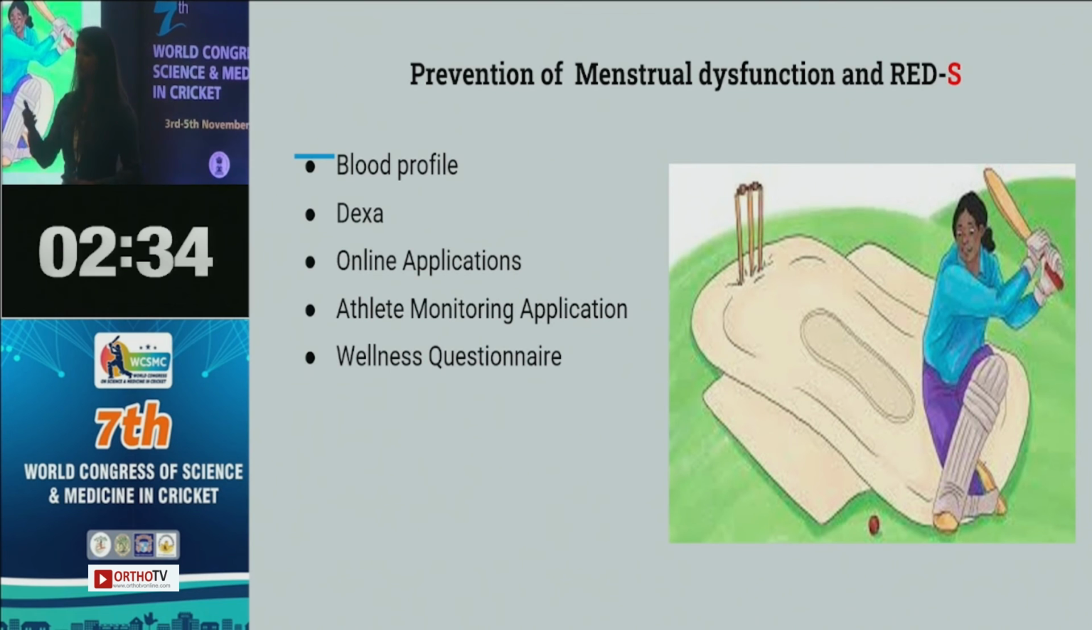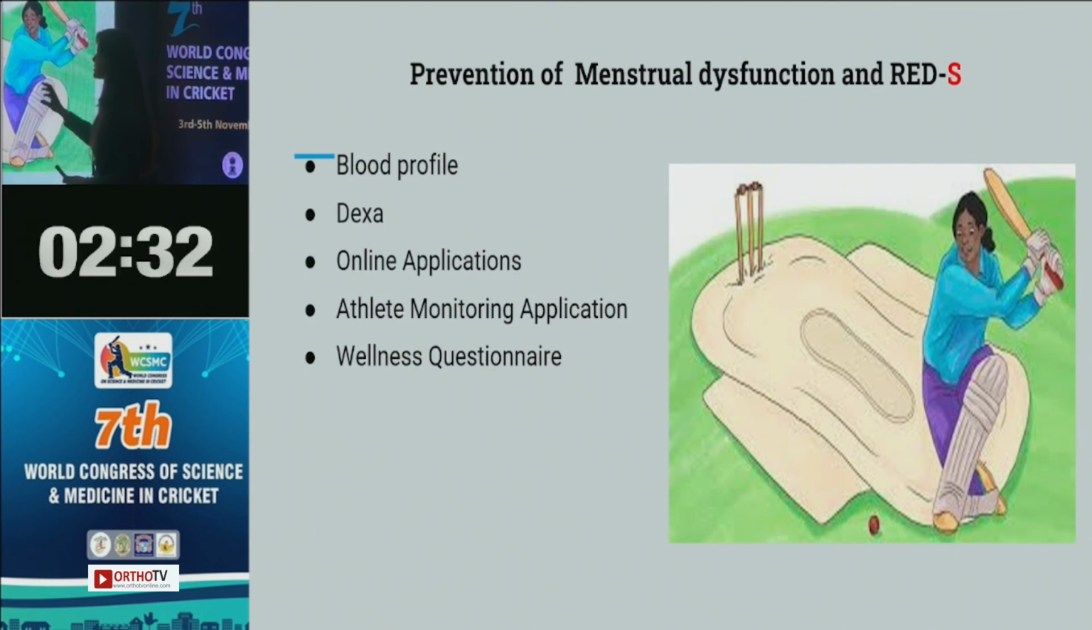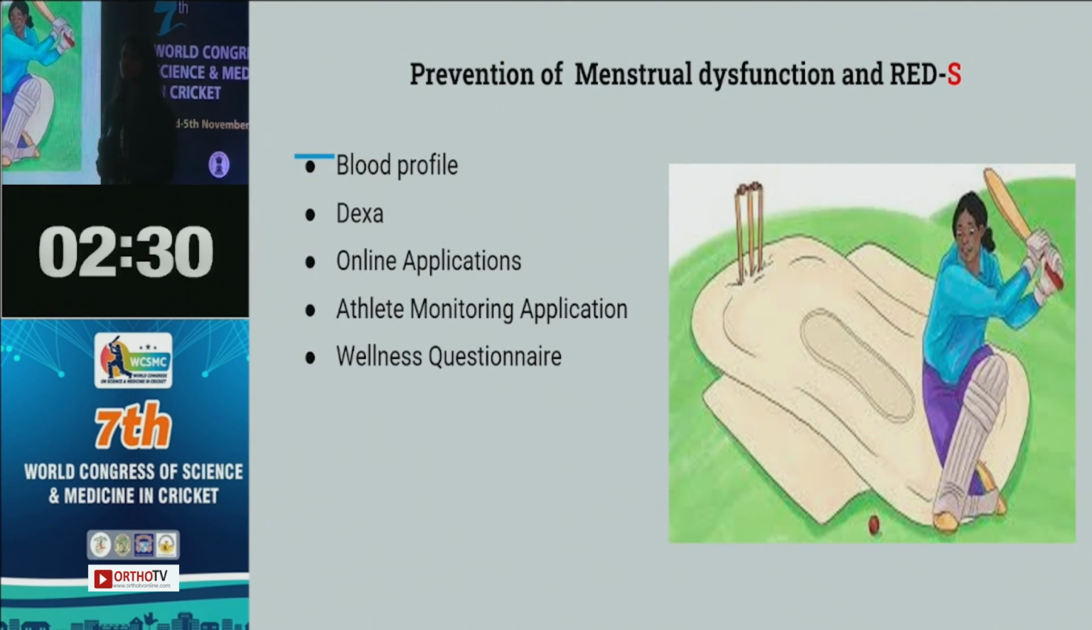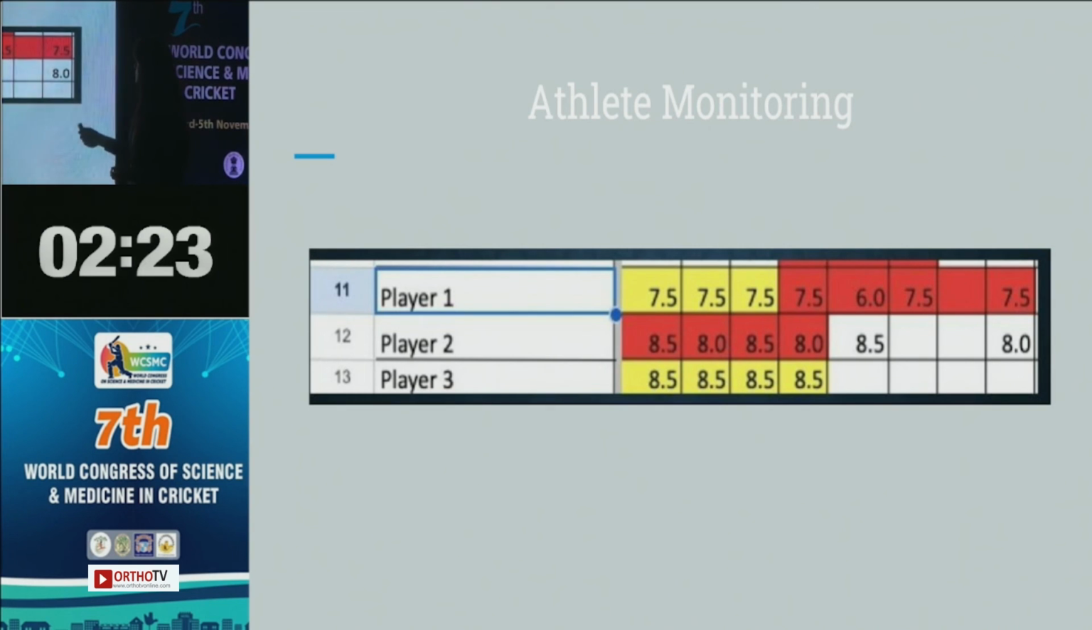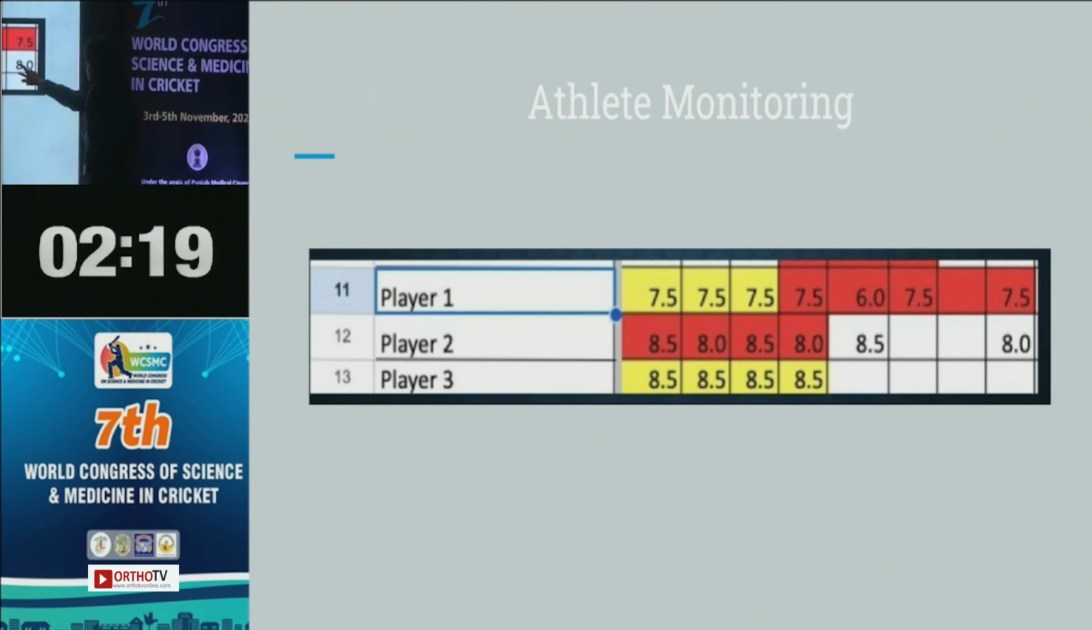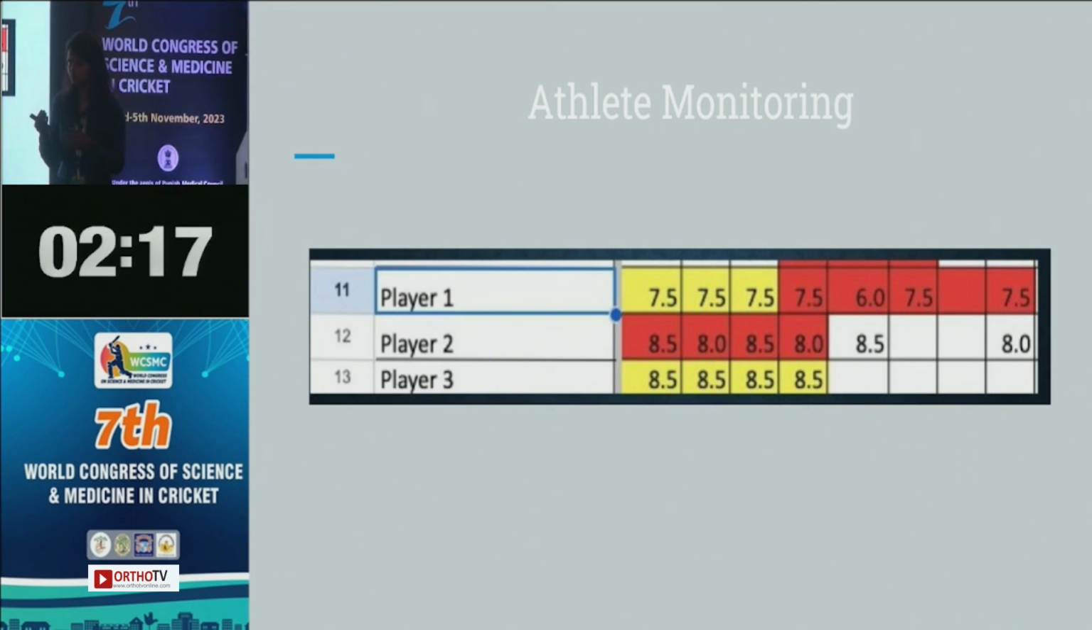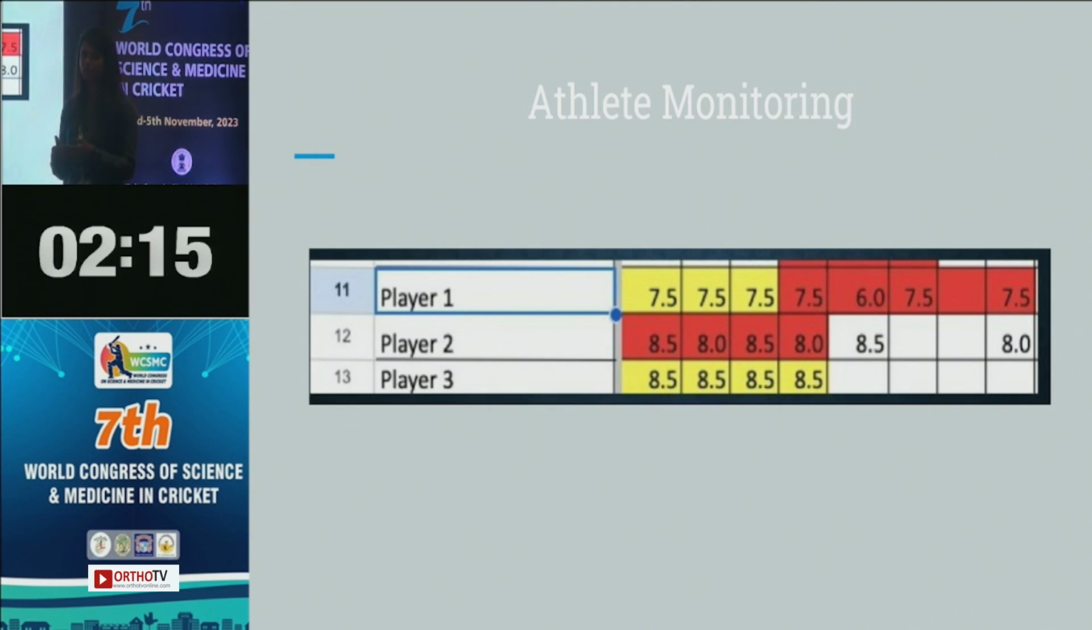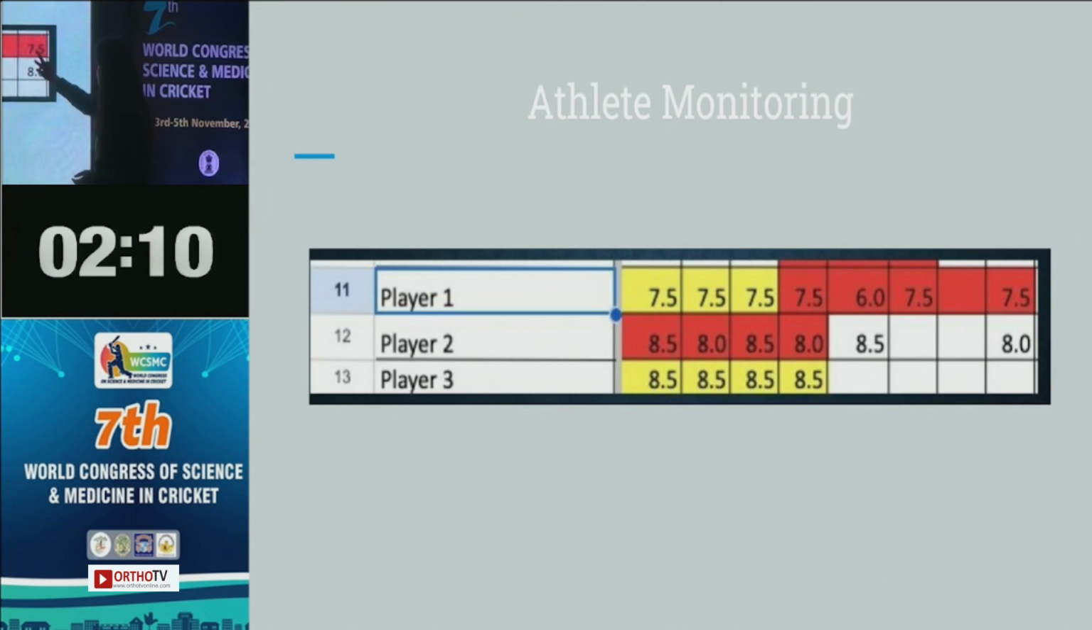If you have better ones, you can always use them, but the whole point here is you need to profile an athlete's menstrual cycle. That is mandatory, okay? So what we do in the athlete monitoring application is, this is player 1, player 2 and player 3, okay? Everything in yellow is the 3-4 days prior to their periods, and all the reds are when the athletes are in their periods. So this is player 1, 2 and 3.